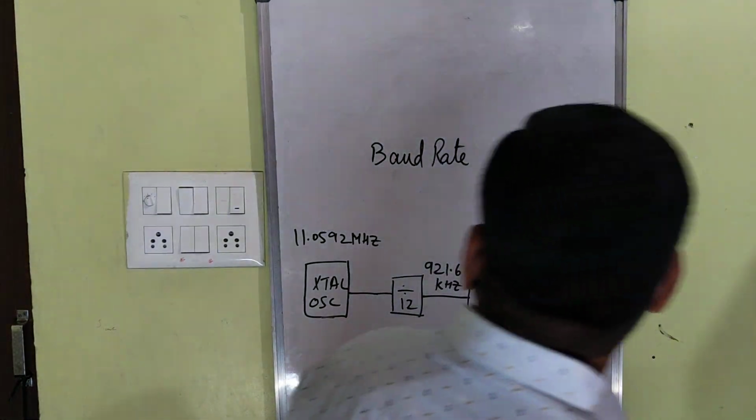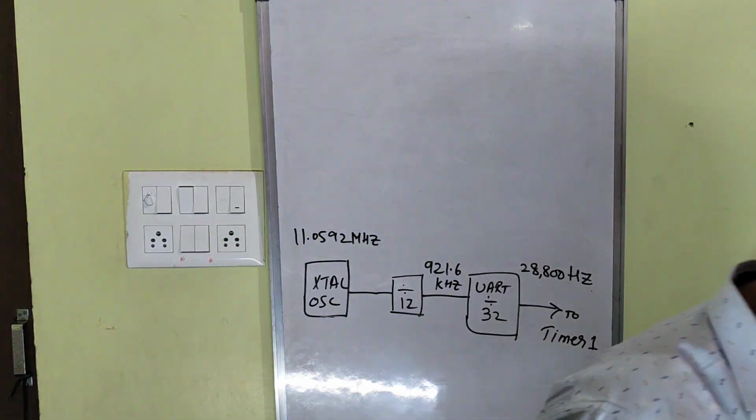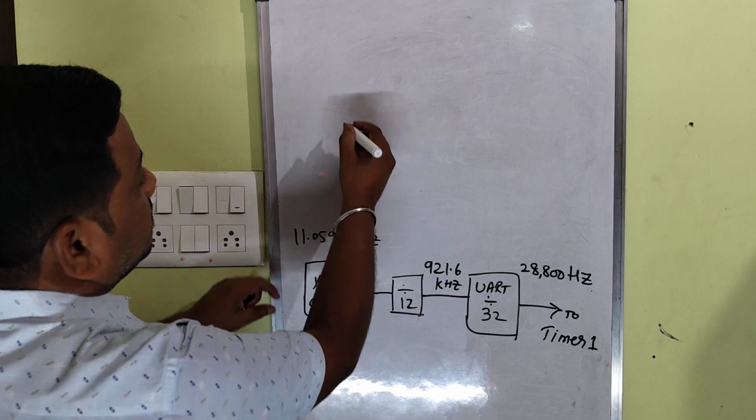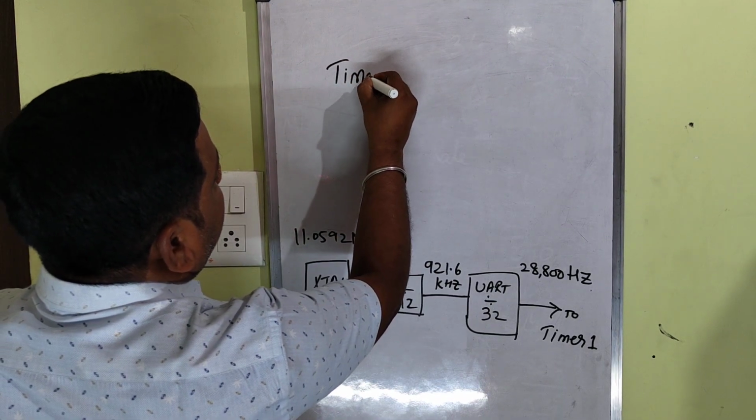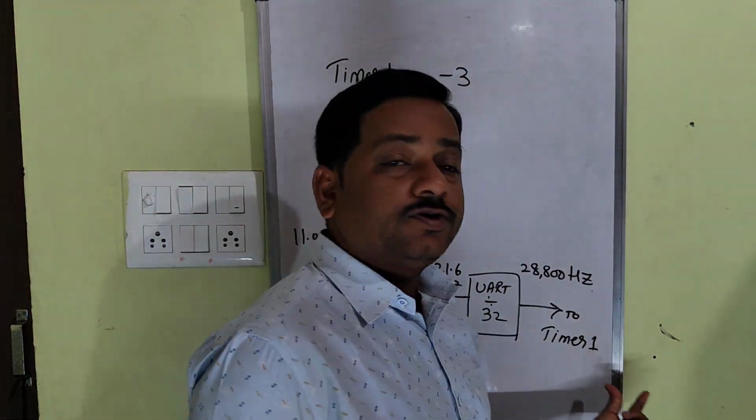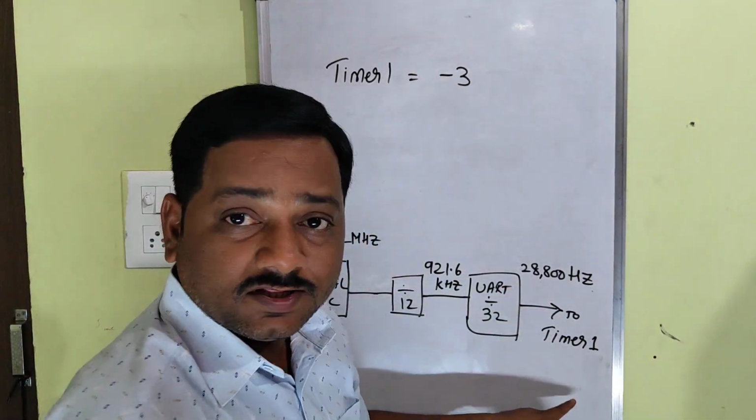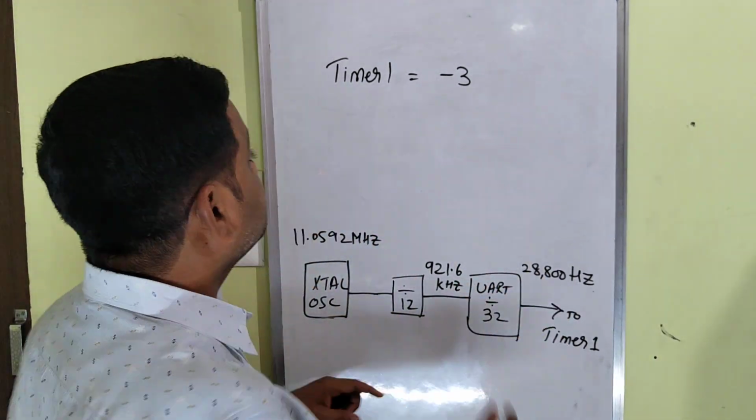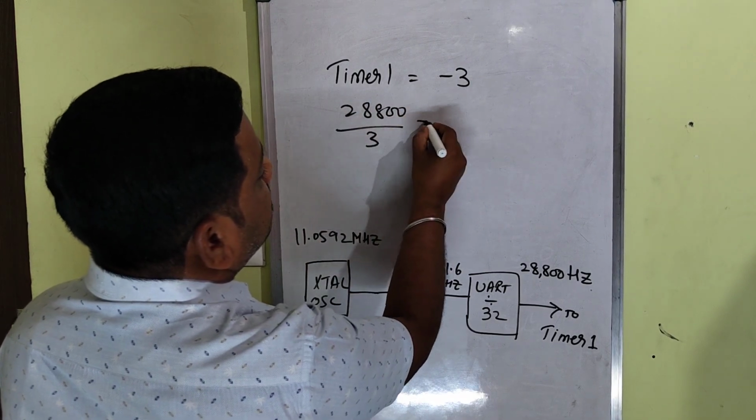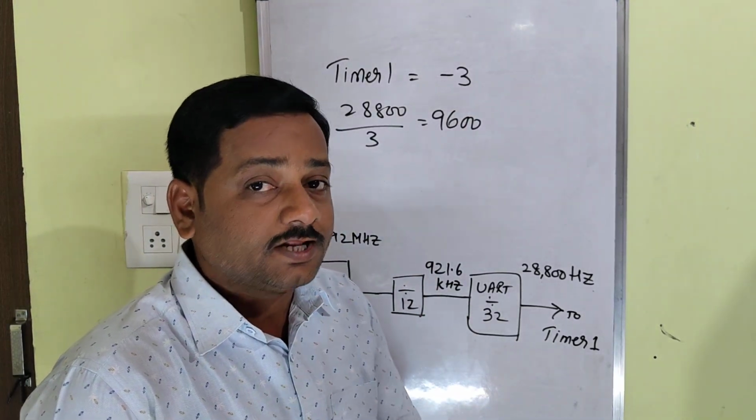Just a minute. If you want to select a baud rate of 9,600, then in timer 1, the input we need to give is -3. When you give input as -3, this timer 1 is having a frequency of 28,800 Hertz, so that 28,800 will be divided by 3. This is going to give you 9,600. So this is how the baud rate will be selected.